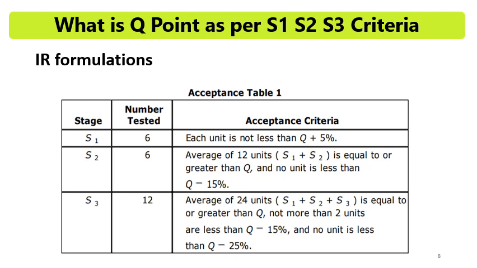So now you have data of 24 units, and the average of 24 units is equal to or greater than Q. Not more than 2 units are less than Q minus 15, and no unit is less than Q minus 25. So here also lower side limits are set and not at the higher side. Only in S1 stage, higher side limit of 5% is given. That is, each unit is not less than Q plus 5%.